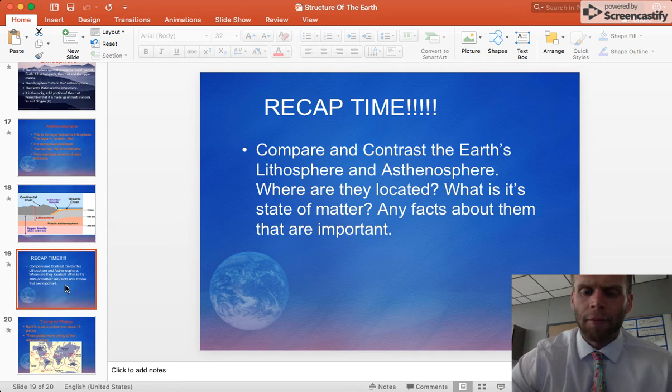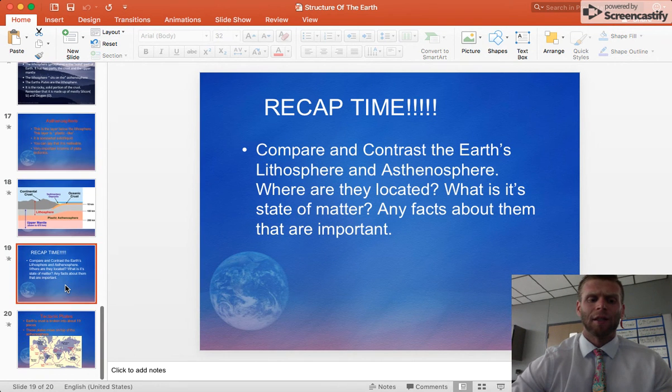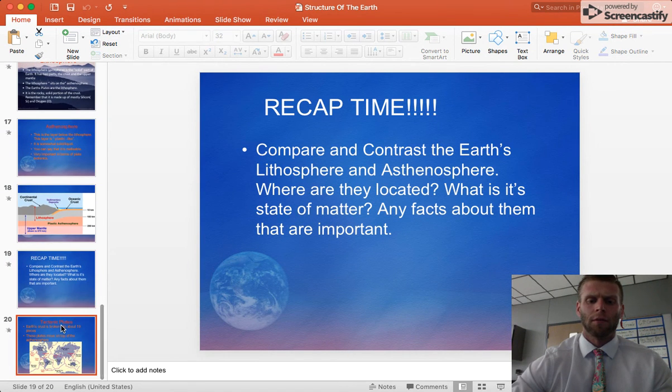Recap time. Compare and contrast the Earth's lithosphere and asthenosphere. You can do a T-chart, lithosphere and asthenosphere, and list some facts for each one. You can do a compare contrast bubble, double bubble, whatever you would like to do. Where are they located? What is its state of matter? Is it solid, liquid, etc.? Include any facts about them that you feel are important that were listed in previous slides.